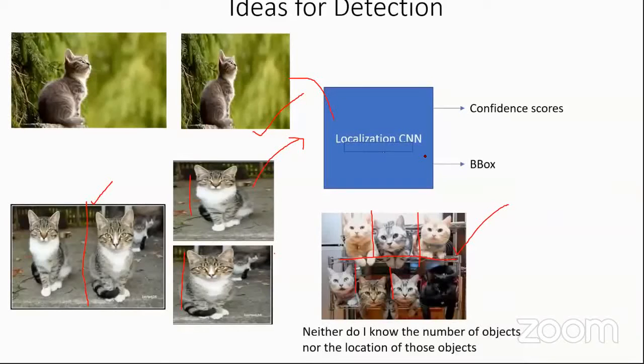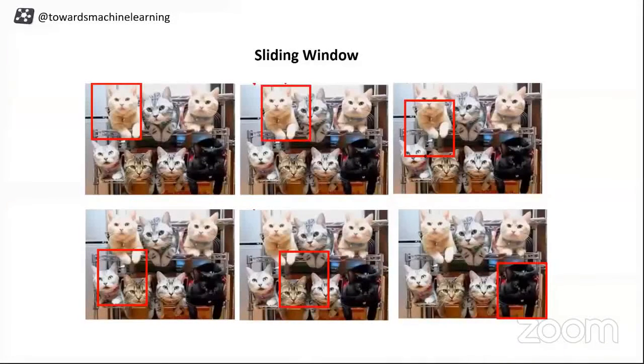CNN, what should I do in that? Okay, so neither do I know the number of objects nor the location of the objects. So what can I do? Okay, now comes the scene of sliding windows. So sliding windows were something which were used in the initial era.